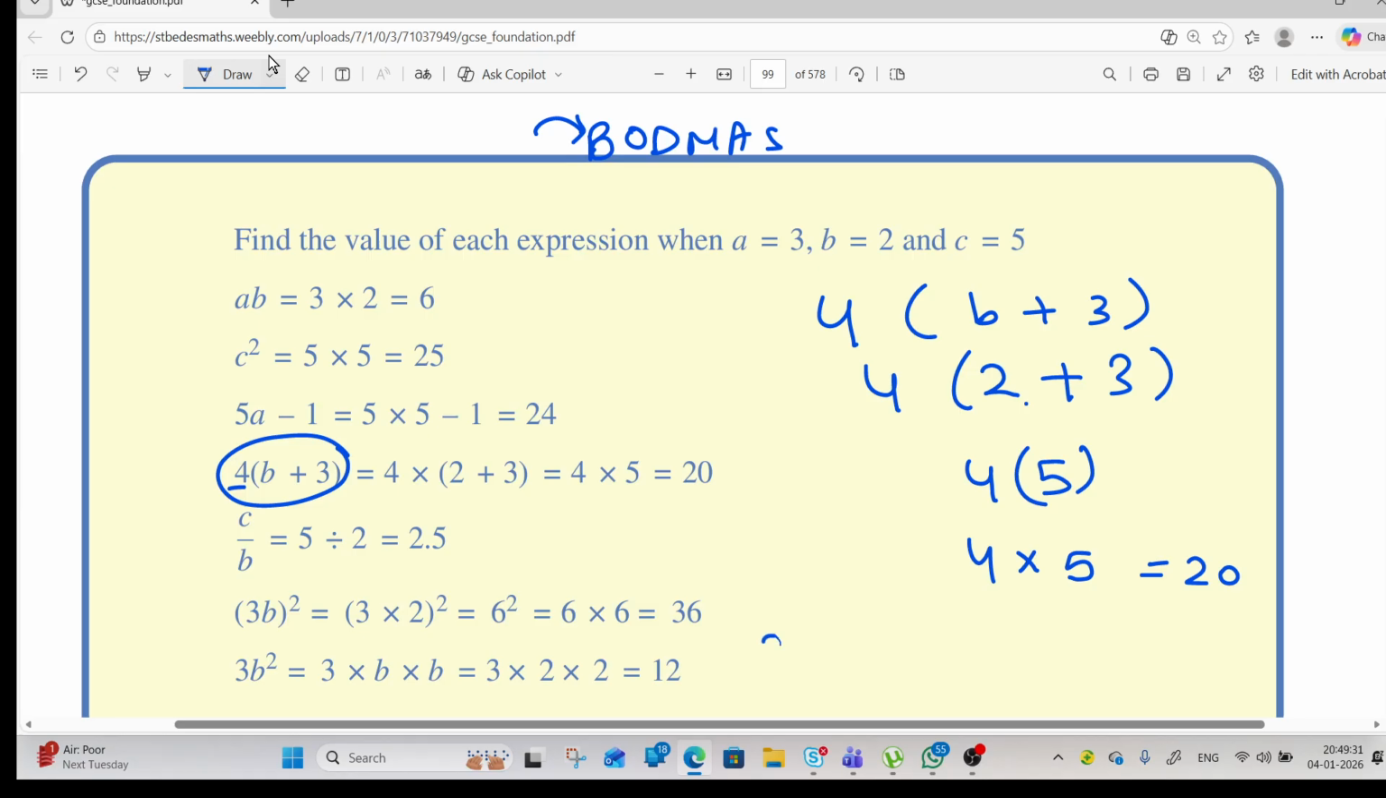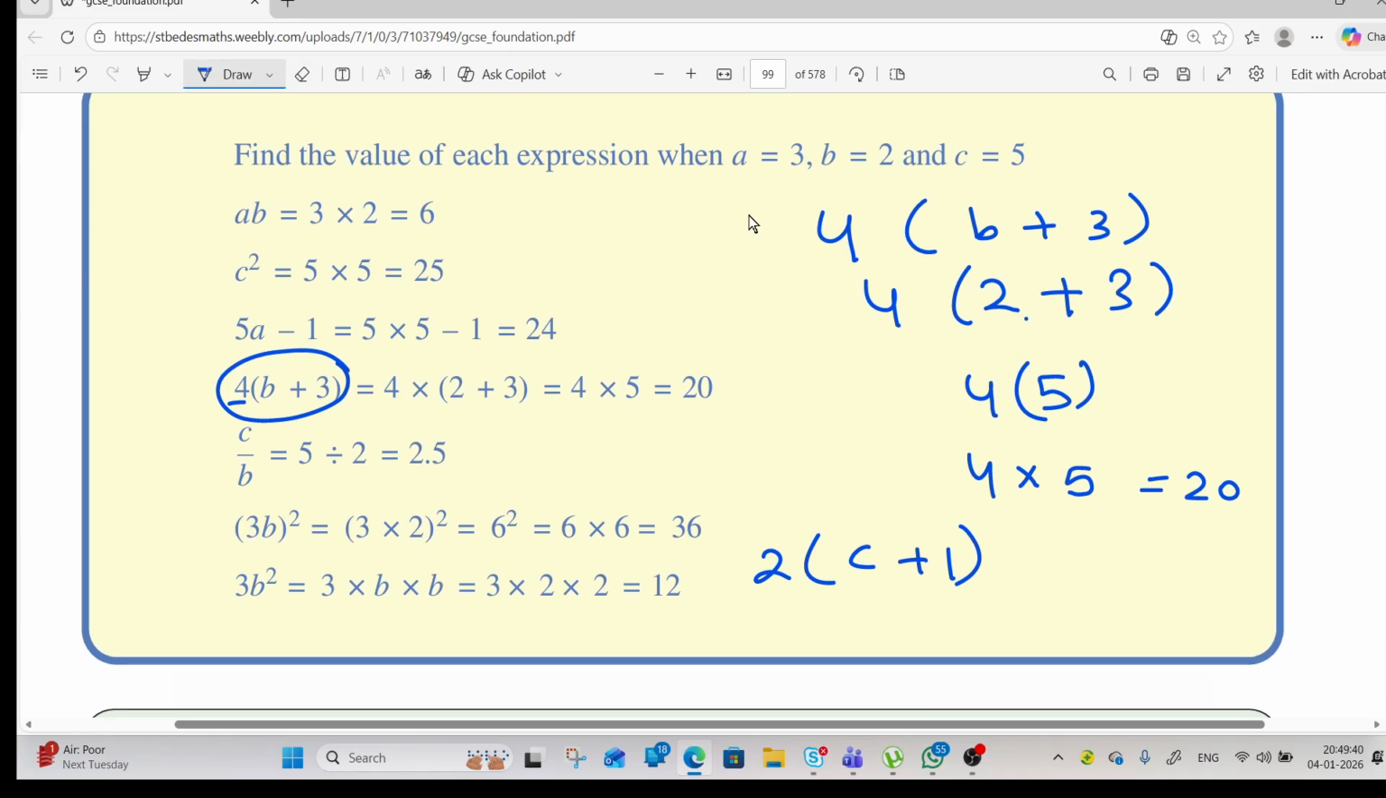Clear. Very good. Can you find the value of this, 2c plus 1? This question.